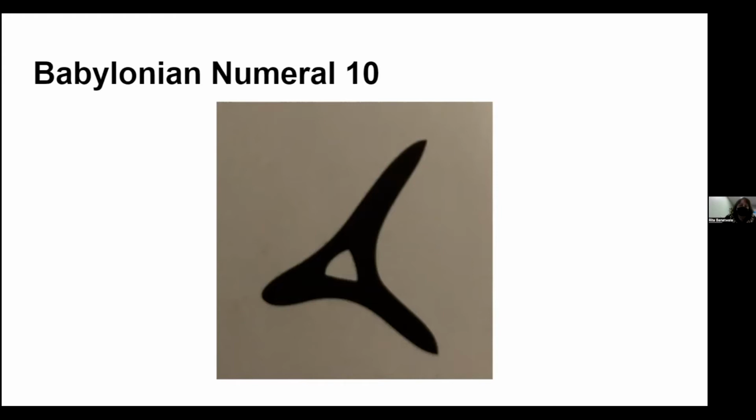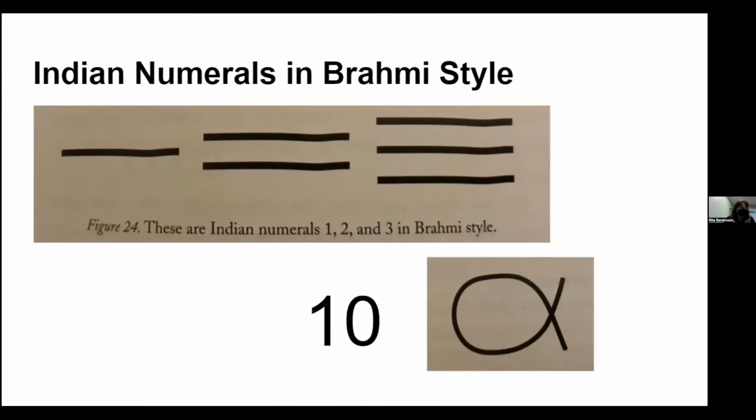Now, in another part of the world, the Hindu people of India developed numbers that led to our numerals today. Their numbers, 1, 2, 3, look like this. They had tally marks. They did them horizontally. Their numeral for 10, though, was quite different. You can see the 10 down below.